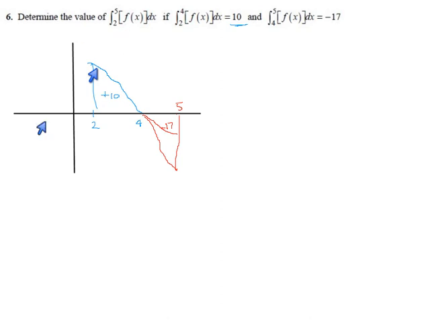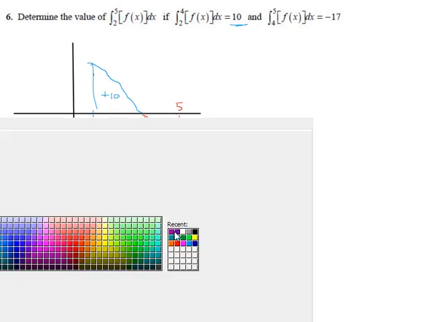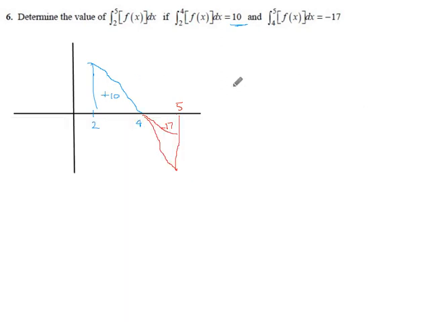Well, an integral just adds up all the areas that it finds starting at 2 and going up to 5, so this is actually pretty quick to calculate. The integral would get a positive 10 from that first section and a negative 17 from the second section, and it would mash them together and get a total of negative 7. So the integral from 2 to 5 here would be negative 7.